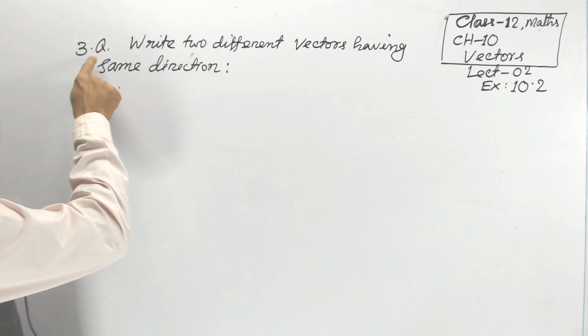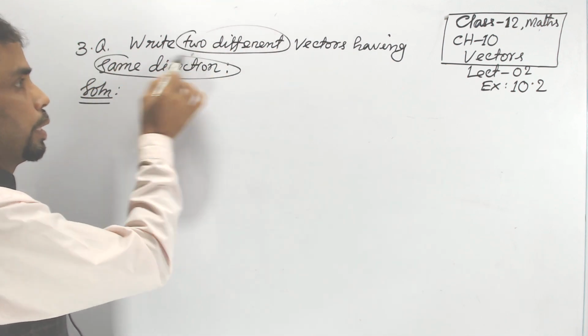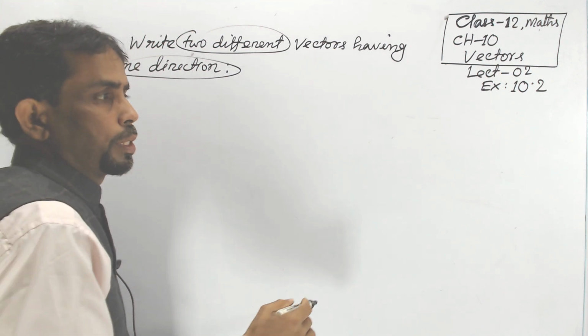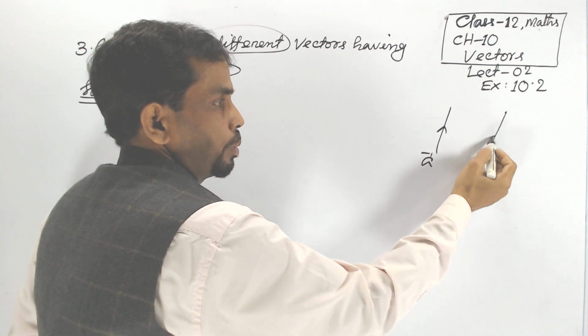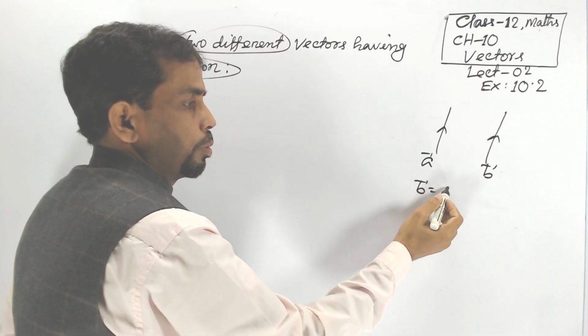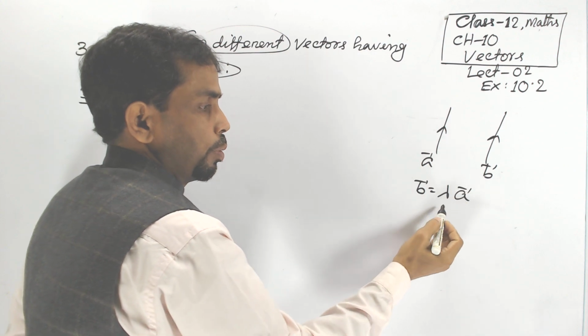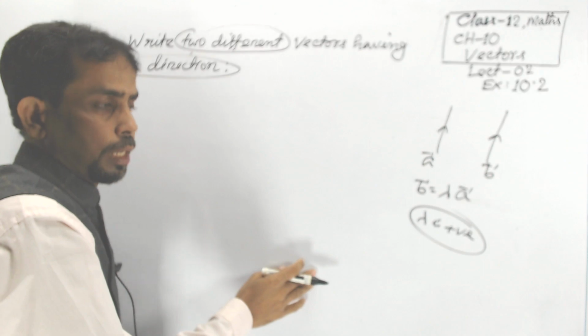Question number 3 is to write two different vectors having the same direction. The same direction vectors concept is like this. If you take a vector A, and you want to take another vector B with the same direction, then B will be equal to some scalar multiple of A, where lambda is positive. Lambda must always be a positive, non-zero scalar.